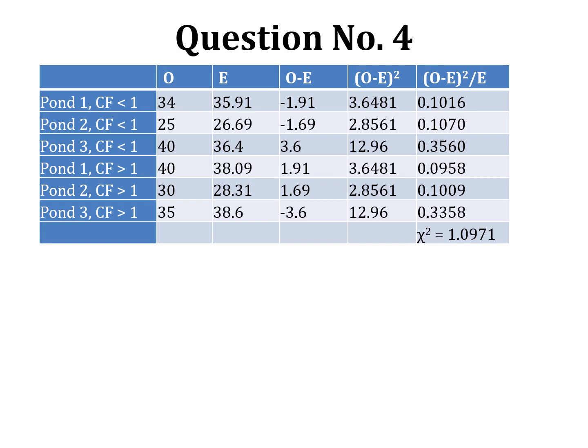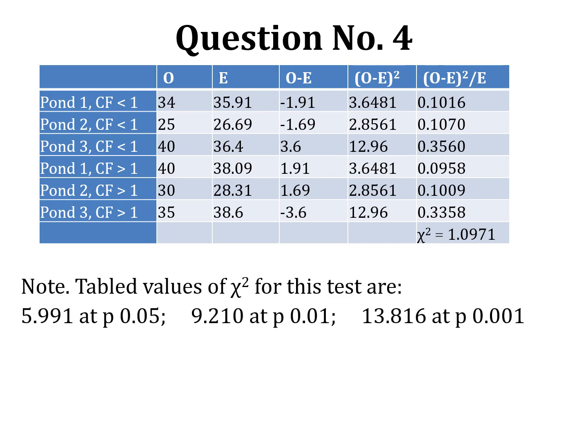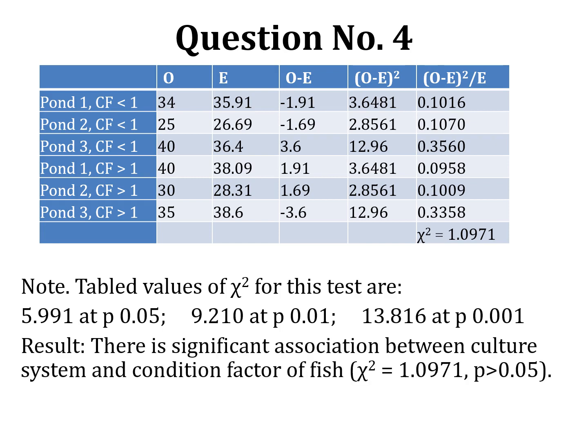Now we take the sum of these values, and this will be our chi-square value, and the sum of these values is 1.0971, right? Now the table values of chi-square for this test are 5.991 at probability 0.05, 9.210 at probability 0.01, and 13.816 at probability 0.001. And the result is there is no significant association between culture system and condition factor of fish. Chi-square 1.0971, probability greater than 0.05.